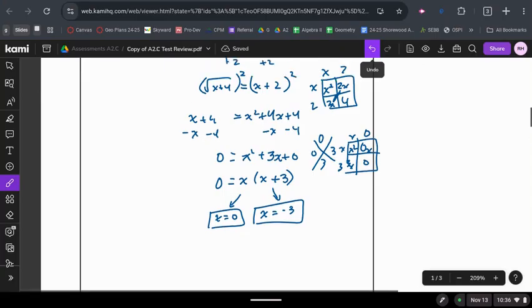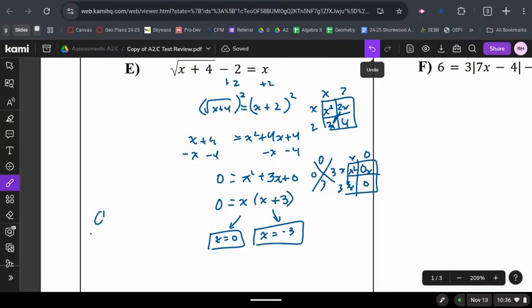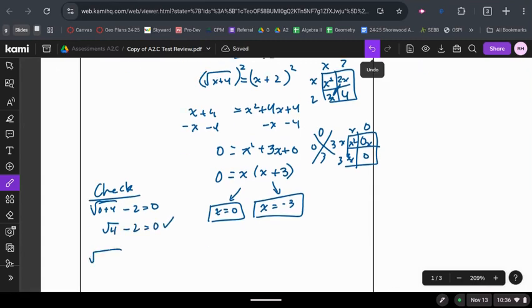And then we can check. So back at the original, I have root x plus 4, so that's 0 plus 4 minus 2. Is that equal to 0? Yes, because square root of 4 minus 2 is equal to 0. So that's looking good. But when I look at the negative 3 plus 4 minus 2, is that equal to negative 3? No, because the square root of 1 minus 2 is definitely not equal to negative 3. Therefore, this is the extraneous solution.